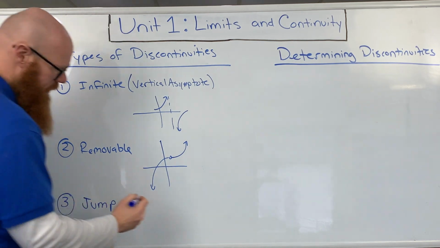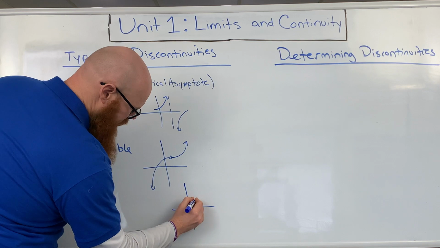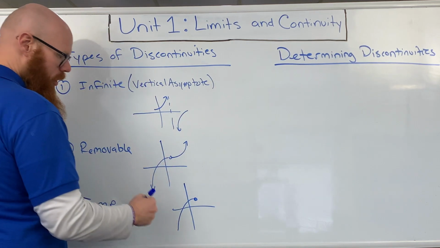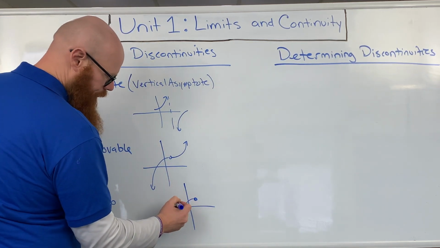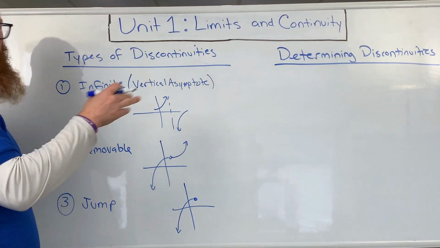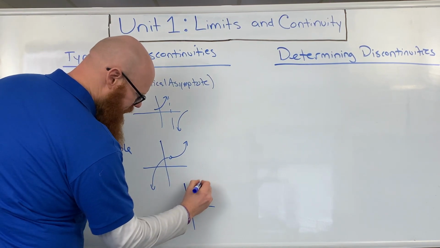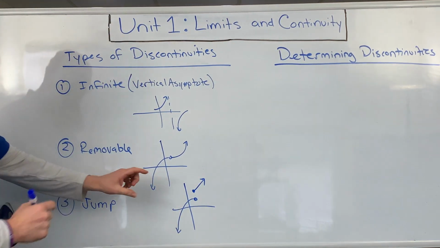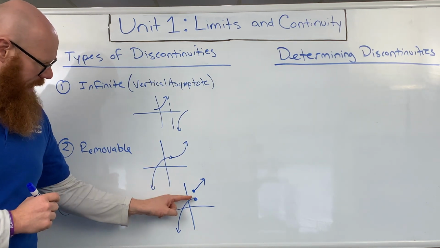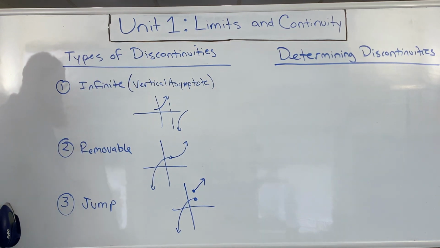The last type is a jump. A jump is going to result from something like a piecewise function. We saw this in our earlier example when we were looking at graphical limits. When we have a jump, it's something like this. You literally have a hole just like this, but you have a complete jump. All right, so then I want to look at how we determine these types of discontinuities from different algebraic problems.